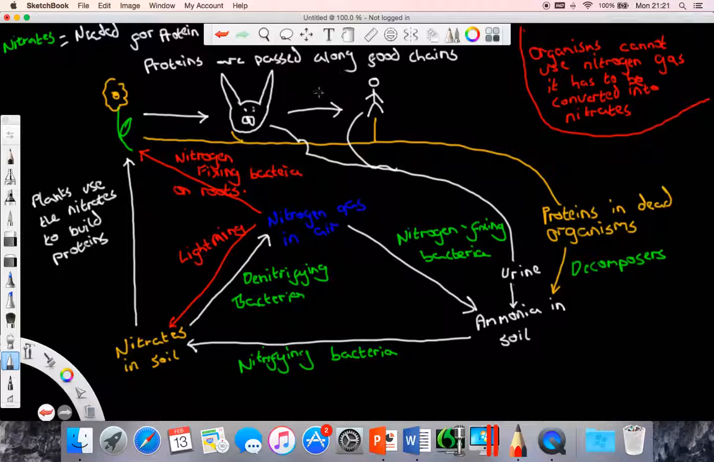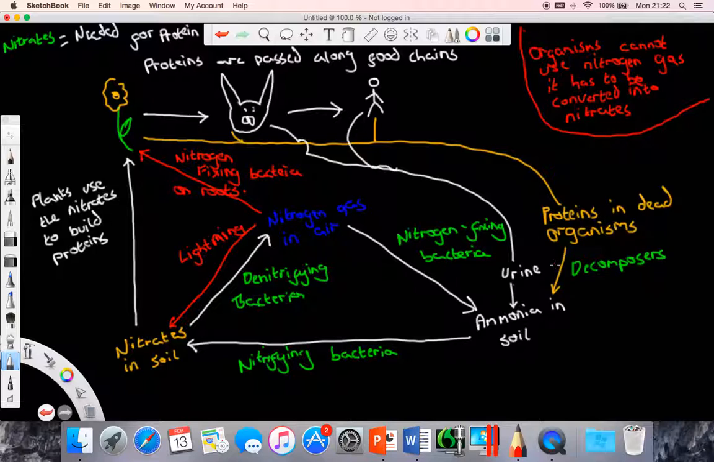These nitrates in the soil are then used by plants to build proteins, and the proteins are passed along the food chain when the primary consumer eats the plant, and then the secondary consumer eats the primary consumer. The primary and secondary consumers urinate, and their urine contributes to ammonia in the soil. And then the living things, so the producer, the primary consumer, and the secondary consumer, can all die at some point. And when they die, the proteins in their bodies are broken down by decomposers to add to the ammonia in the soil. Now, nitrogen fixing bacteria is also found on the roots of some plants, and therefore it sort of ignores all these steps. They just break nitrogen gas straight into nitrates.